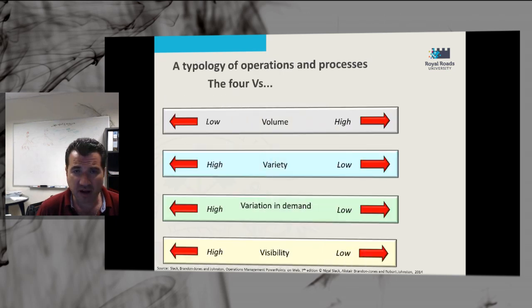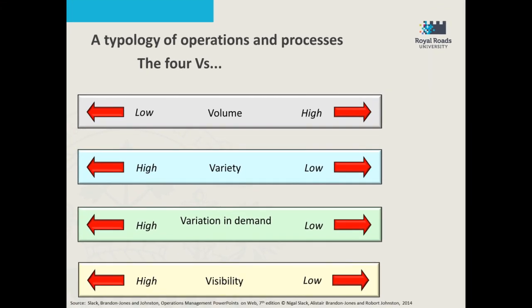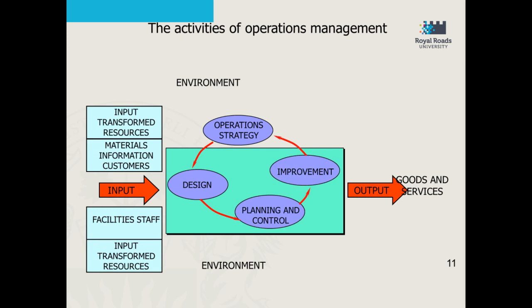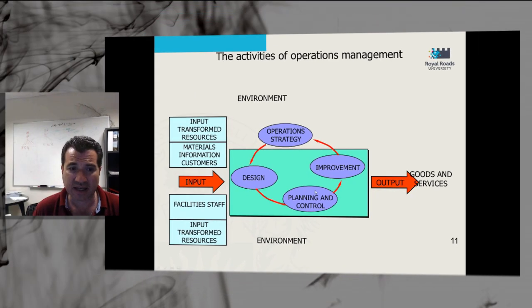The 4 Vs, very important, very important. And let me stress here that the way you need to remember this is the volume of the output, not the input. So the output of McDonald's is meals. So the volume of meals, correct? Variety of output, variation in demand for the output, and visibility. So we discussed this. This is the overall model of operation management: input, output, and here the key activities. And each of these activities will be discussed in detail in this course.